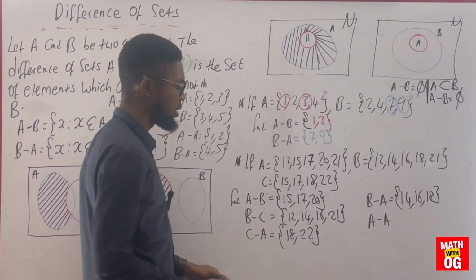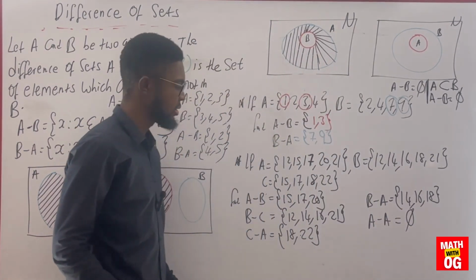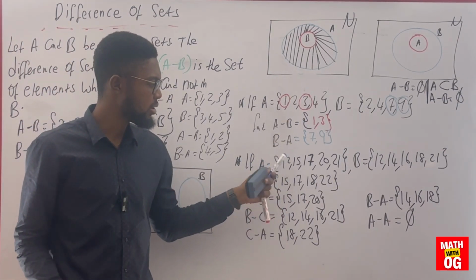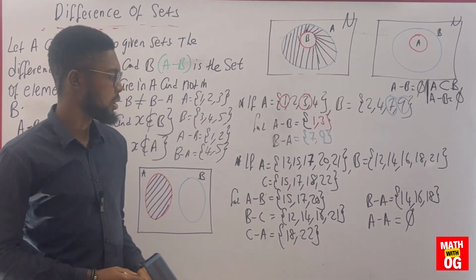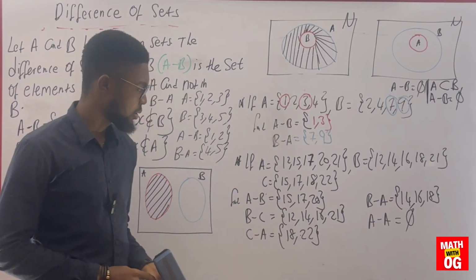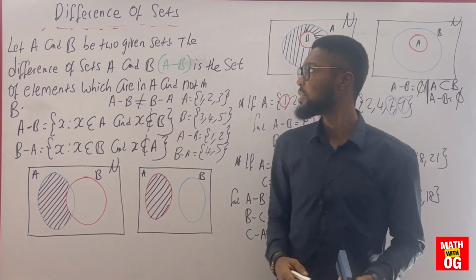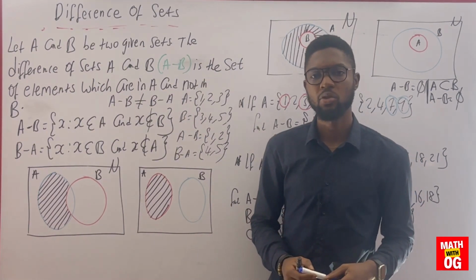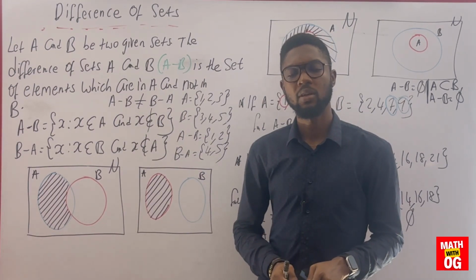Now A minus A, that's A difference A, obviously it will give us an empty set. So we are saying A and something else that looks like A. It is obvious that everything you find in A, you also find in the other set called A. So that will give us an empty set. So that is that for difference of sets. Next video, we're looking at basically the last operation, which we call the symmetric difference of sets.